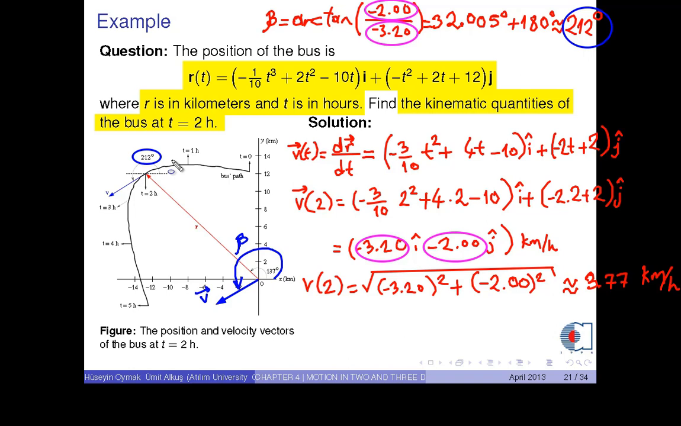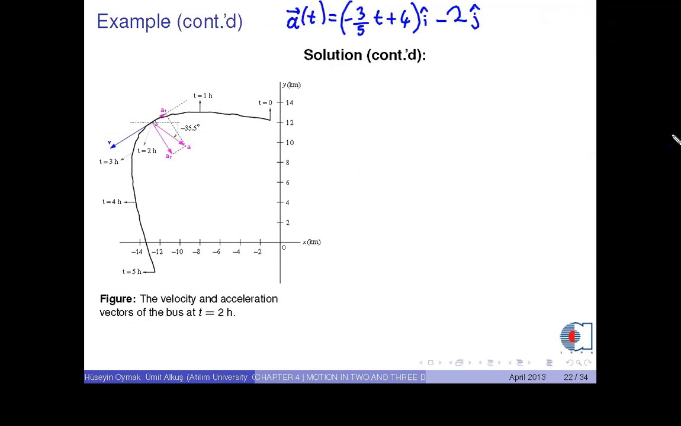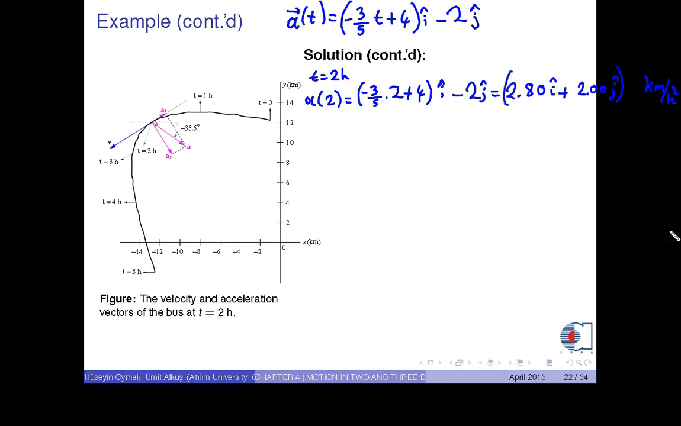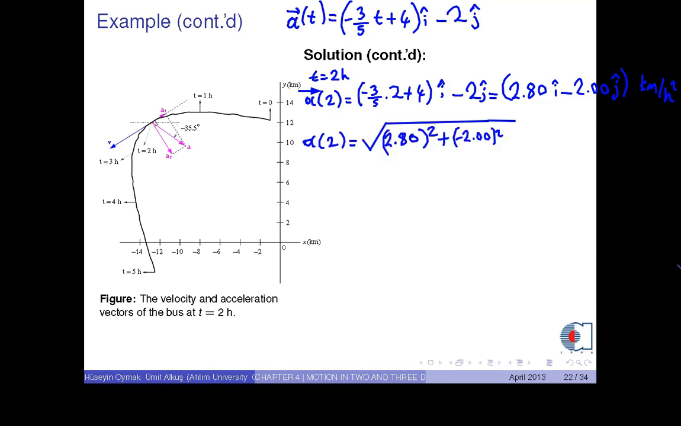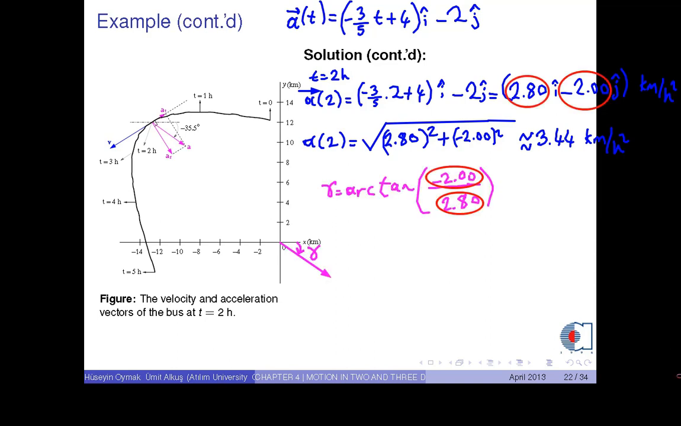And what about the bus acceleration at t = 2 hours? We have in unit vector notation a(2) = (-3/5 times 2 + 4) i hat - 2 j hat = 2.80 i hat - 2 j hat kilometers per hour squared. Then the magnitude of a(2) equals the square root of (2.80 squared + (-2) squared), which is approximately 3.44 km/h squared. And the angle it makes with the positive x-axis is gamma = arctangent of -2 over 2.80, which is -35.5 degrees.